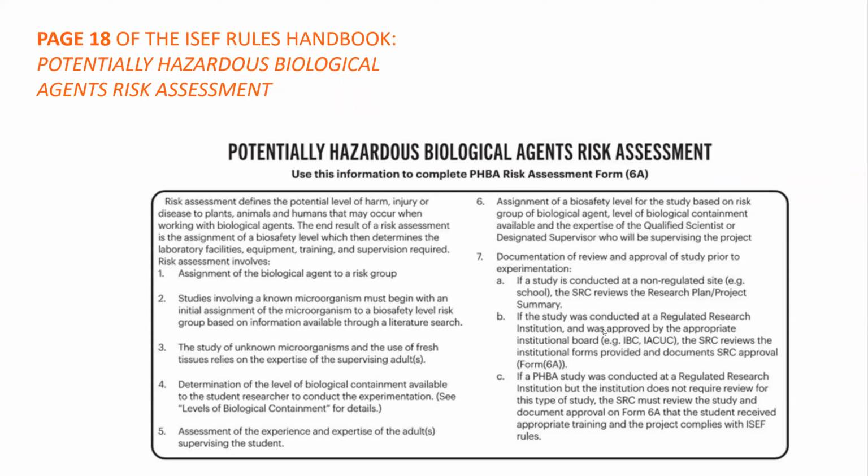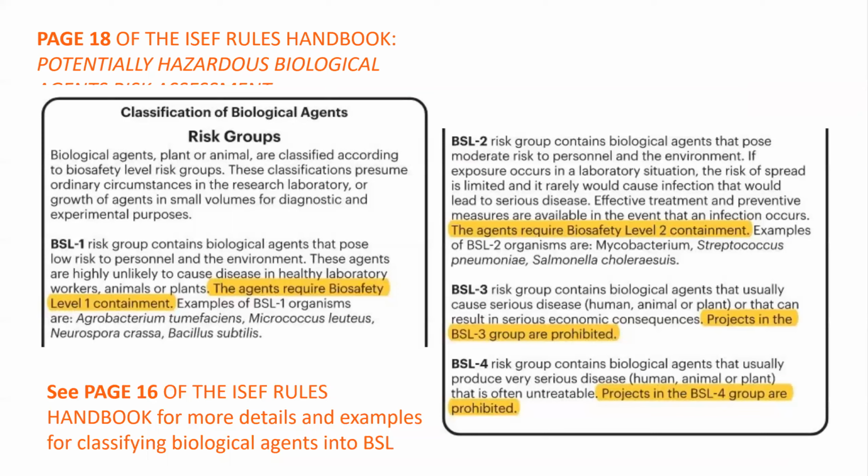Your goal is to first assess the risk group for the biological agent being used, then decide which level of containment is available for the project, and then consider the training of the qualified scientist or designated supervisor. Then make a final judgment on what biosafety level the research needs. The second component details the classification of biological agents into risk groups. The risk group should already be determined for each biological agent, as these are commonly accepted categories for microorganisms.